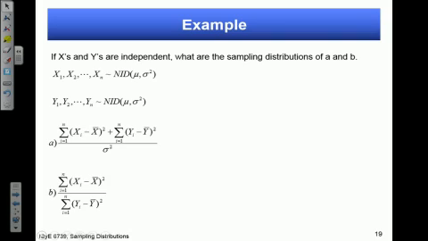Chi squared separate. Yes, chi squared equals... no, it's still A. I'm sorry. I will write it down again.